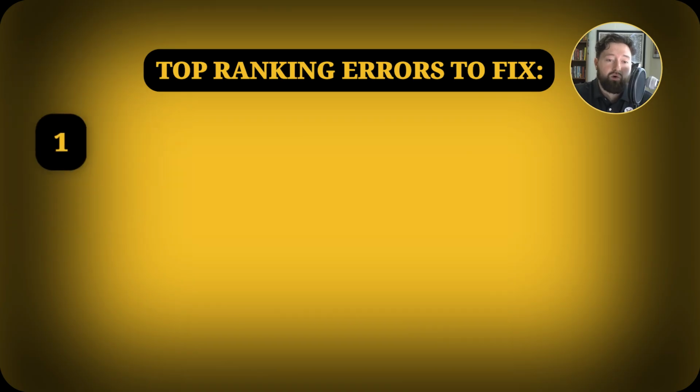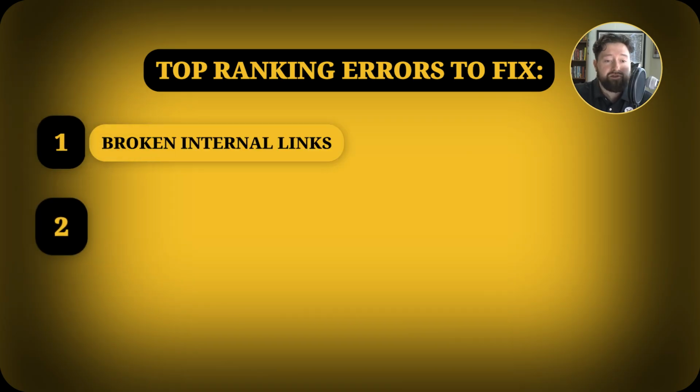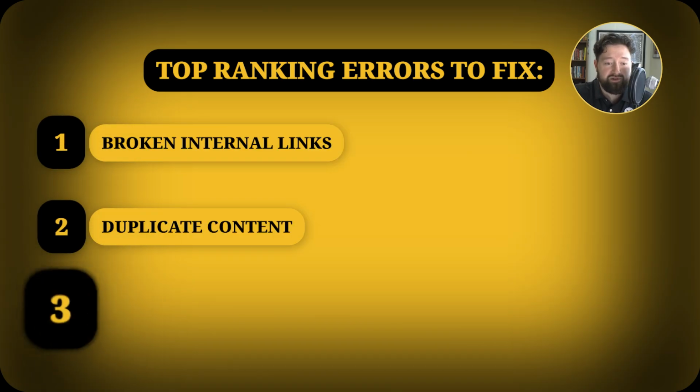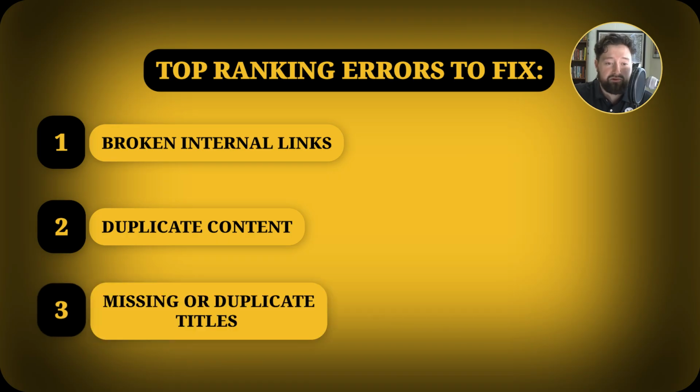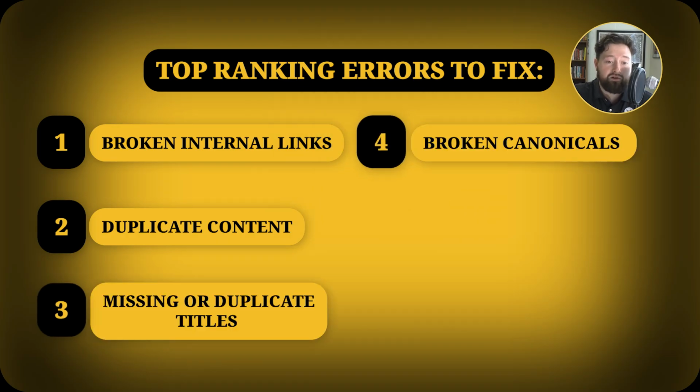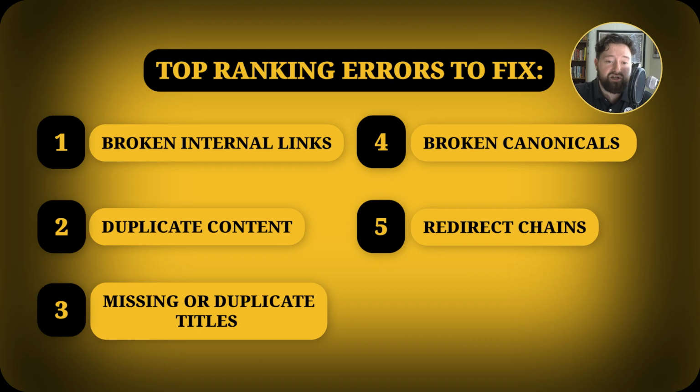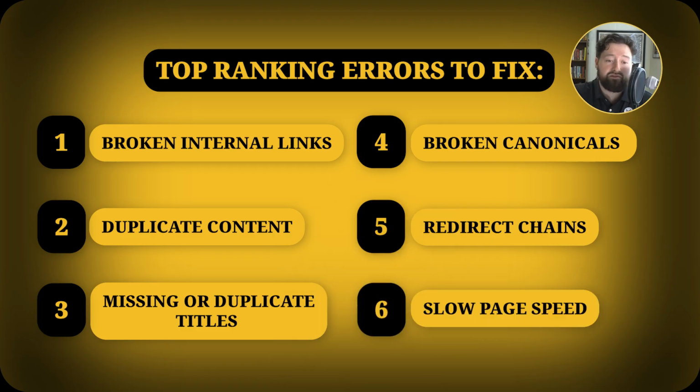Here they are. Number 1, broken internal links. Number 2, duplicate content issues. Number 3, missing or duplicate title tags. Number 4, broken canonical tags. Number 5, redirect chains and loops. And number 6, slow page speed.